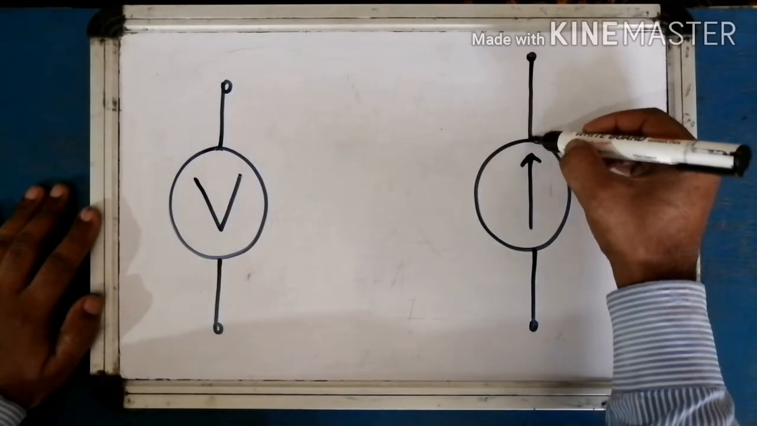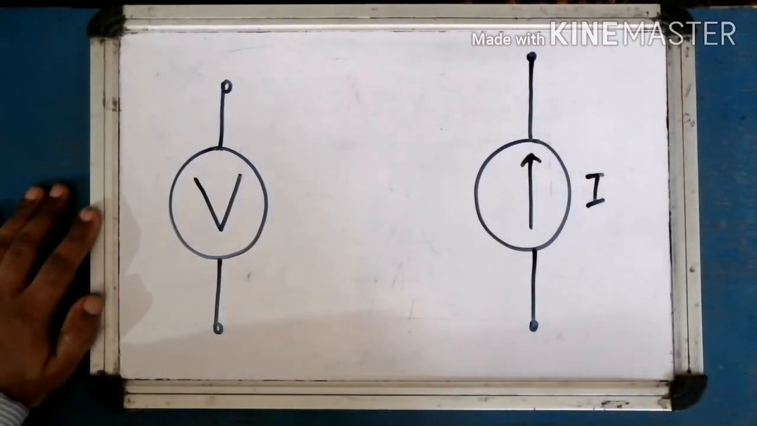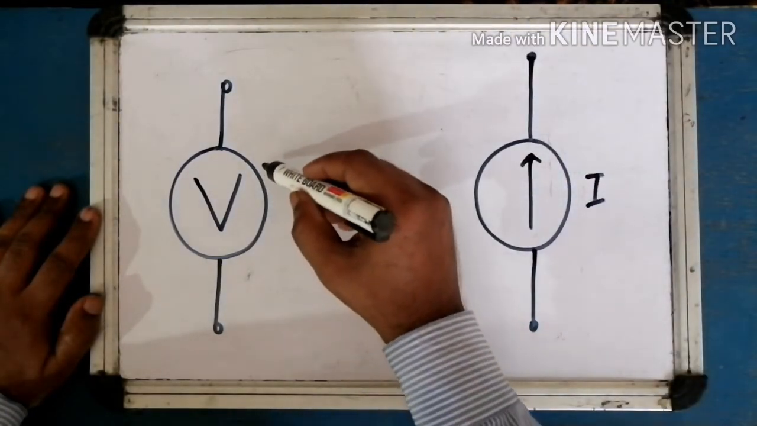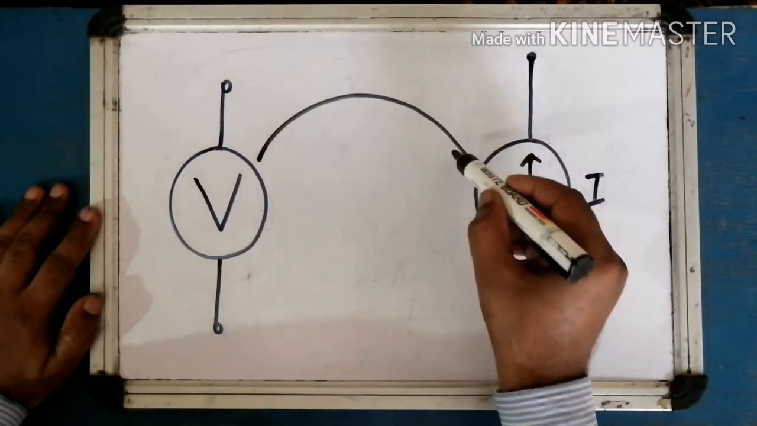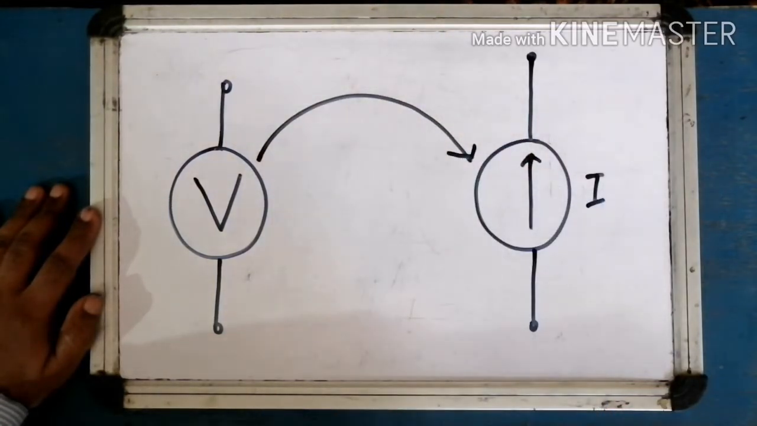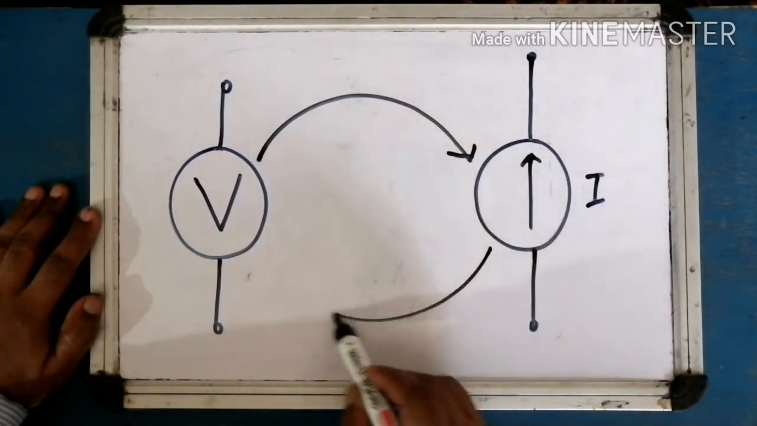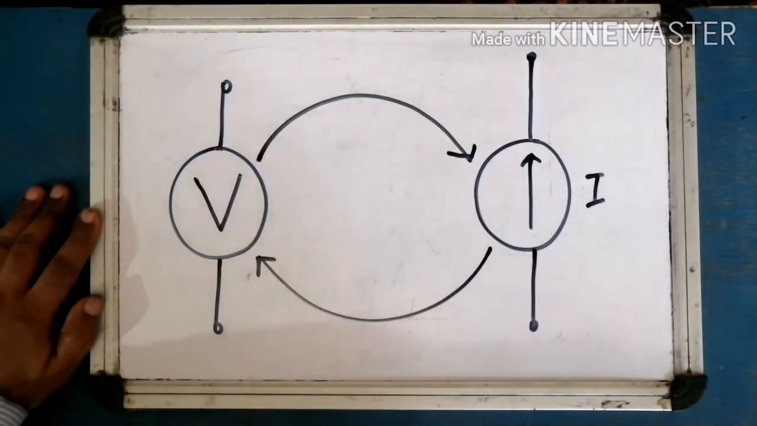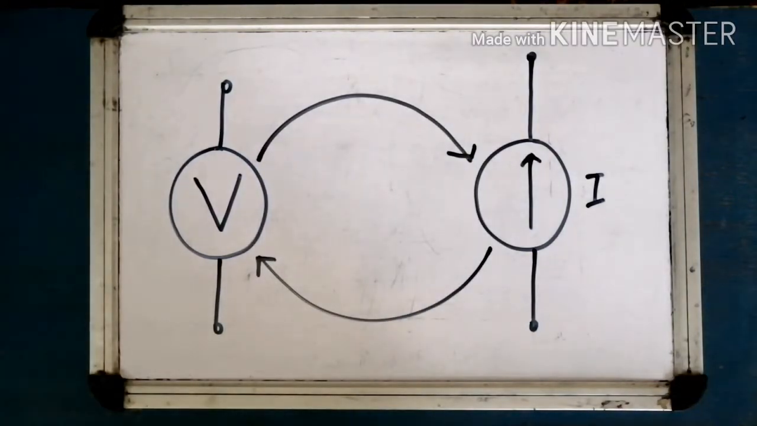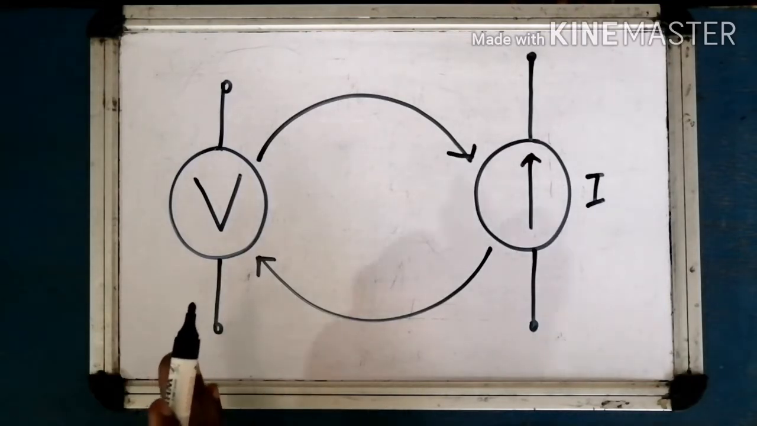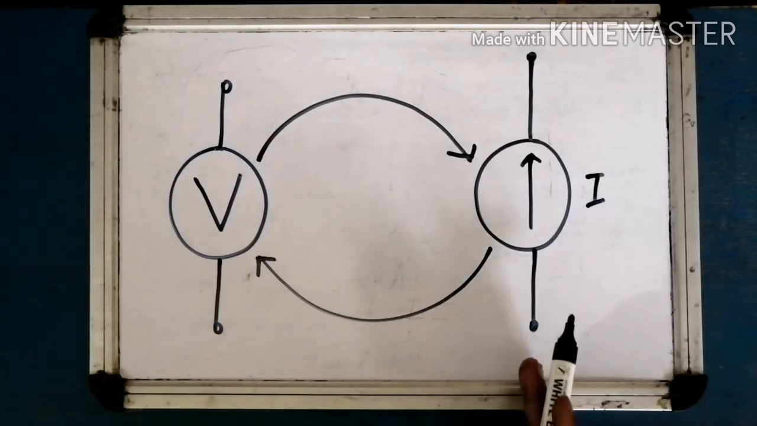One is the voltage source, second one is the current source. Now, how to convert a voltage source into the current one and current source into the voltage one? This is our task, how we can convert these sources into each other. Right? Before that, now see one by one, that is the voltage source, then after current source.